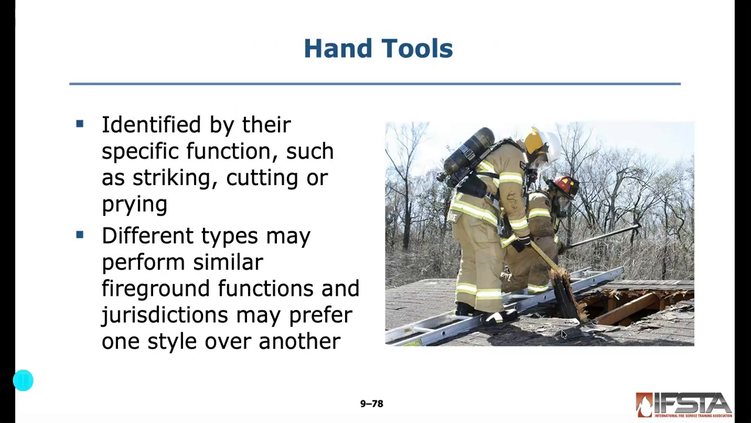Our hand tools, they're going to be identified by their specific function. Are they going to be used for striking, cutting, prying? And then different types may perform similar fireground functions, and jurisdictions may prefer one style over another. So this hook that you see here is similar to a pike pole, but it's not a pike pole. So again, same function or very similar function, but just a different type of tool.